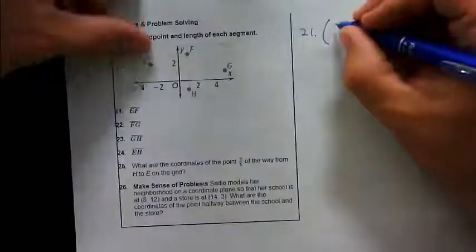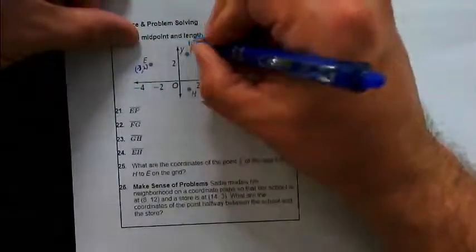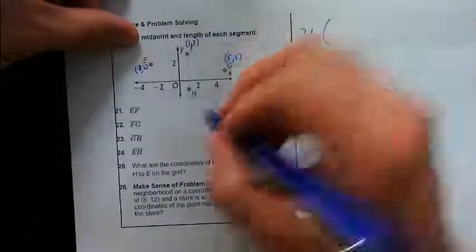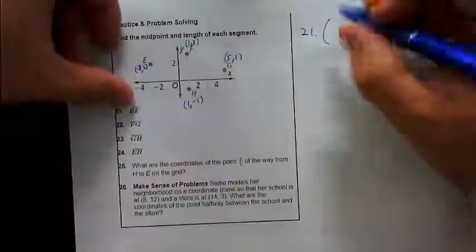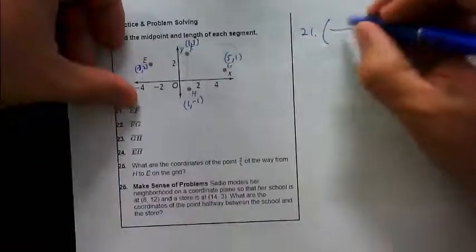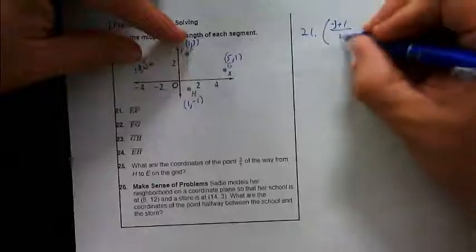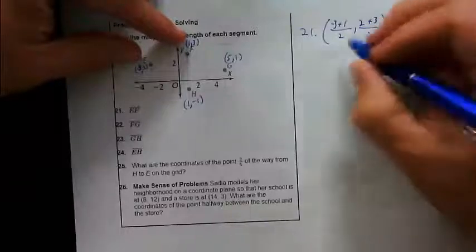So we have, let's identify some points here. This is at -3, +2. This point is at +1, +3. This point is at 5, 1. And this point is at 1, -1. So for 21, the midpoint, we're doing these 2 points, -3 plus 1 divided by 2, 2 plus 3 divided by 2. Again, this is finding midpoint.